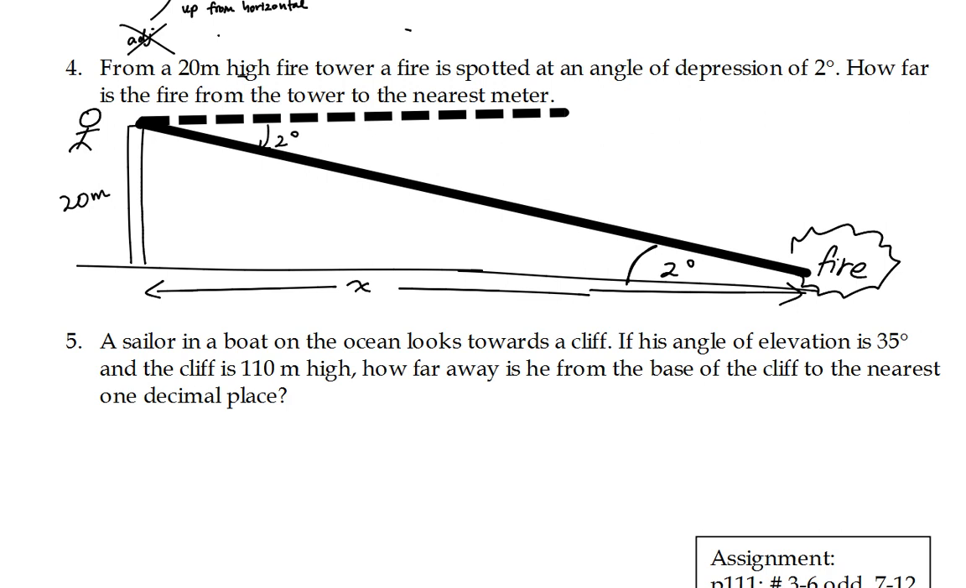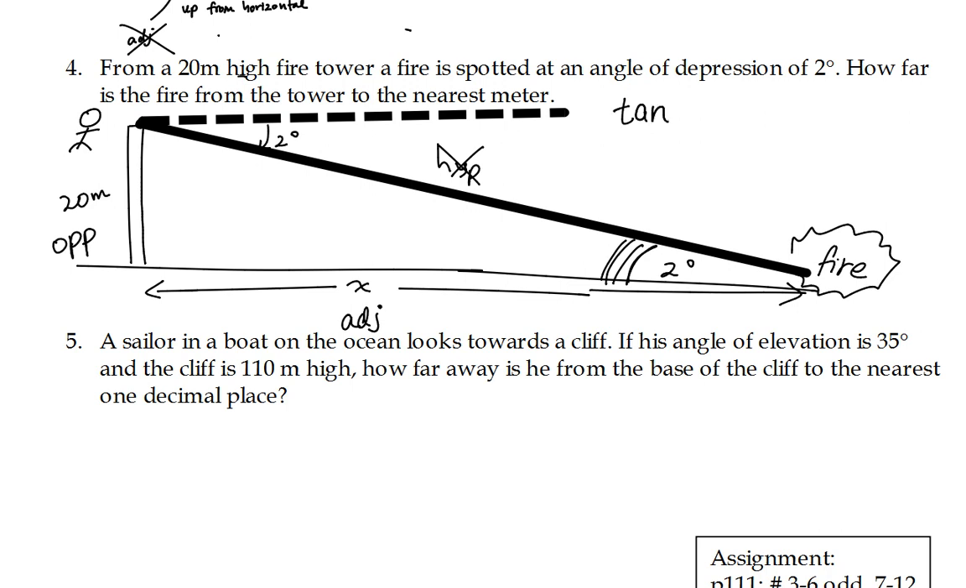What are the labels relative to 2? Let's use this 2 down in the corner. What are the labels relative to that 2? 20 is the opposite. We want to find x, so x is adjacent. We don't know anything about the hypotenuse. What does that force us into? Because sine and cosine both use the hypotenuse, right? We can't use those 2. So we've got to go to tan.